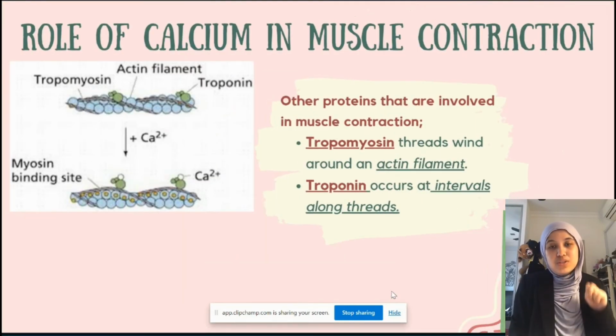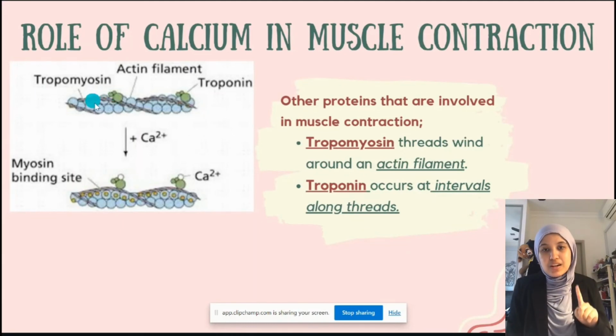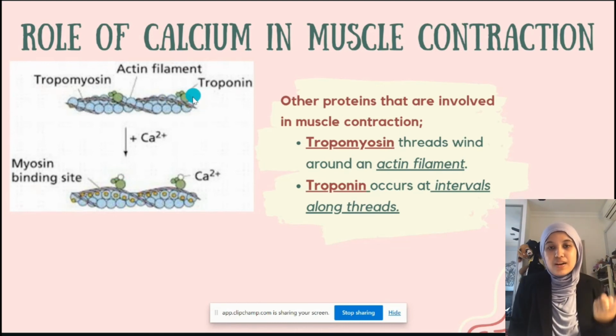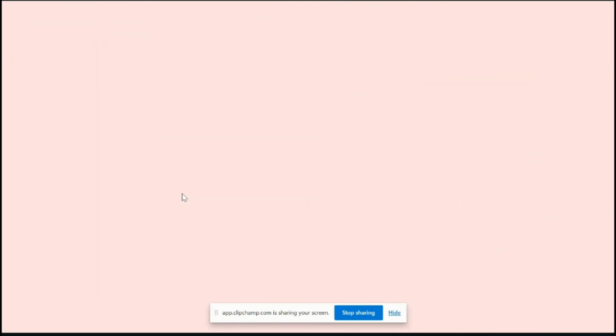Let us talk about two proteins that are associated with actin filaments. First, tropomyosin. Tropomyosin are threads that wind around an actin filament, while troponin are placed at intervals along the threads. And troponins are the proteins that will bind with calcium 2+ ions.